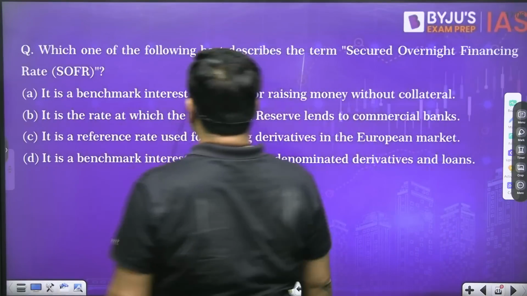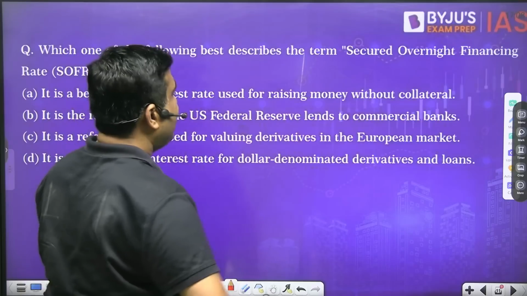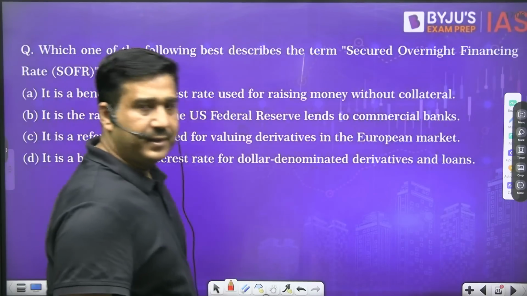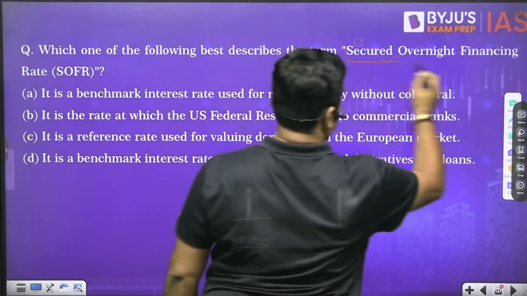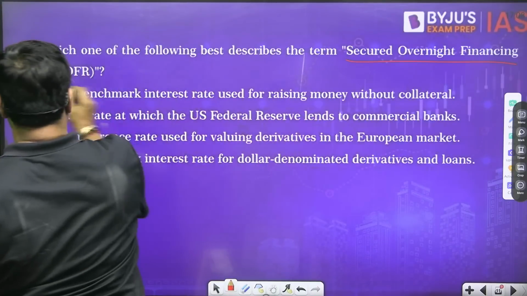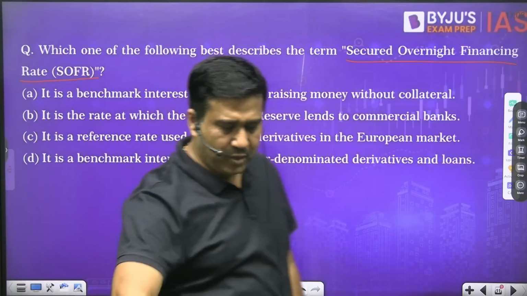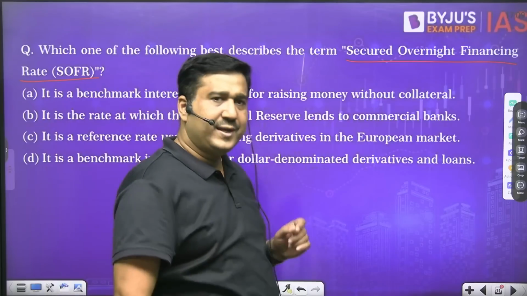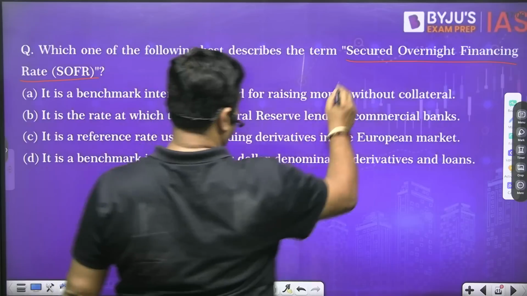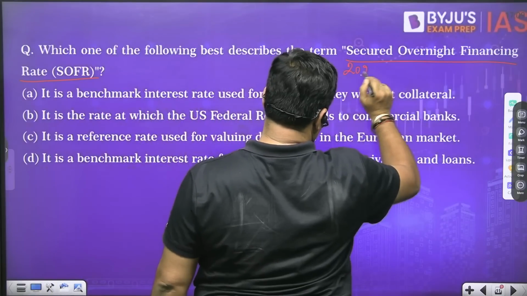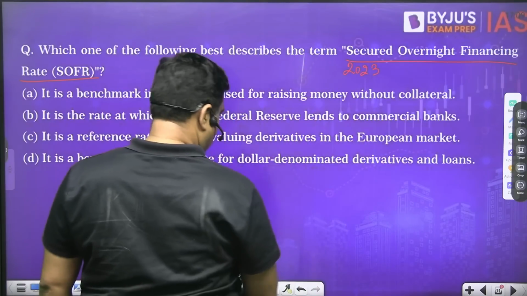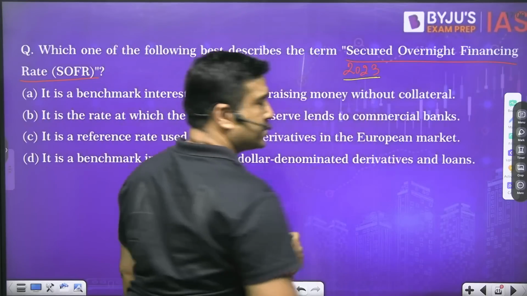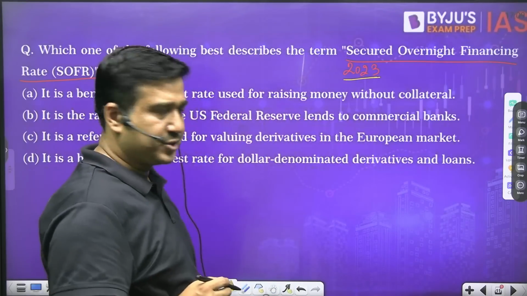Which one of the following best describes the term secured overnight financing rate, SOFR? This concept of SOFR actually came in 2023. And if we know why it was introduced, we can easily answer this question.